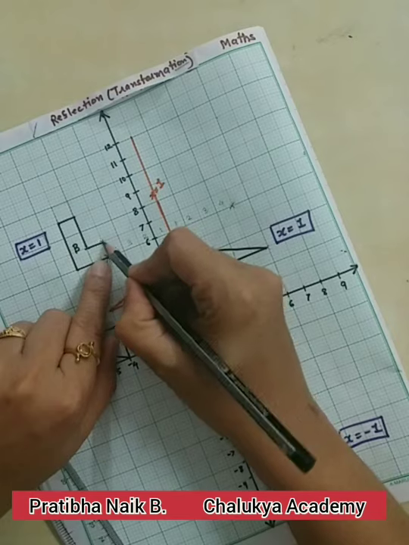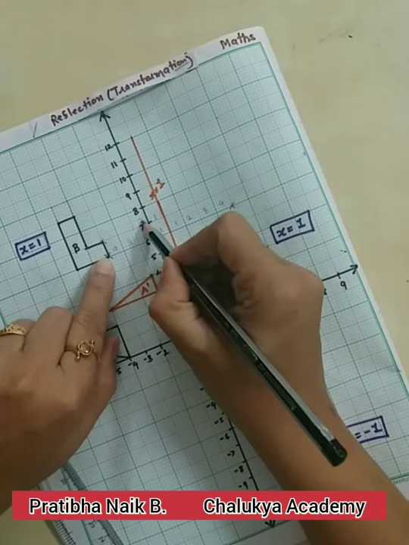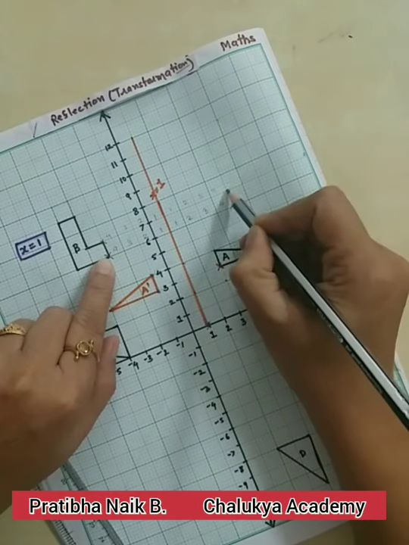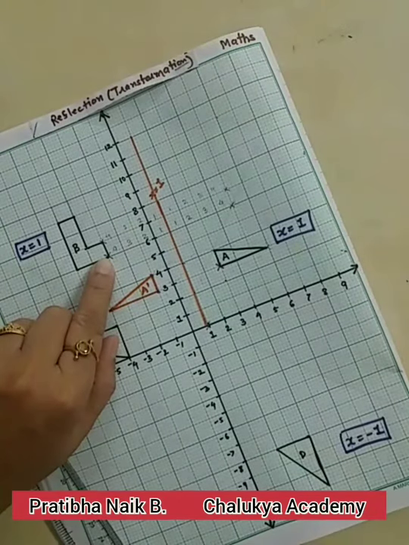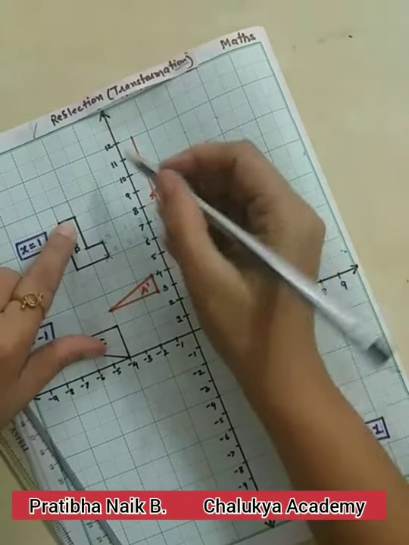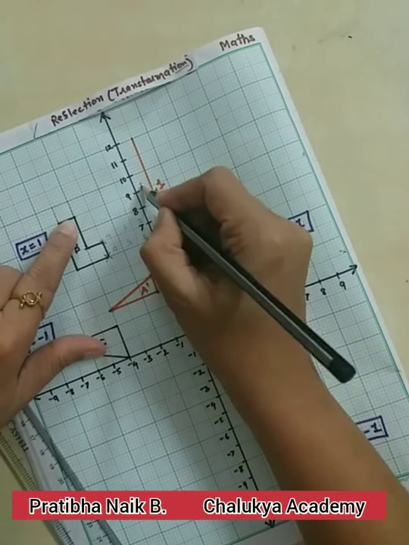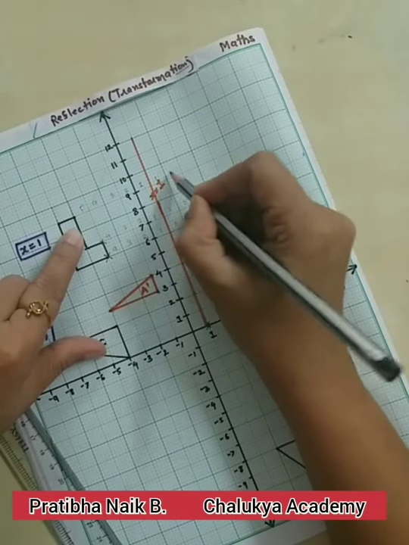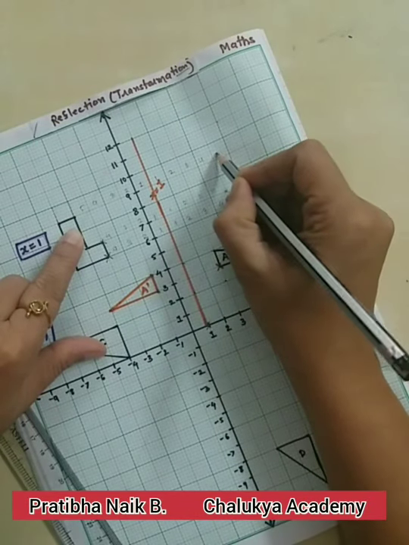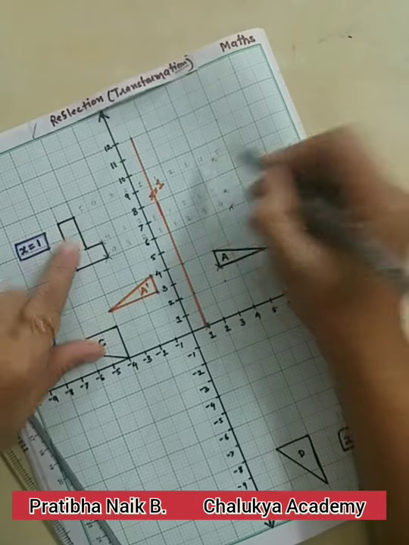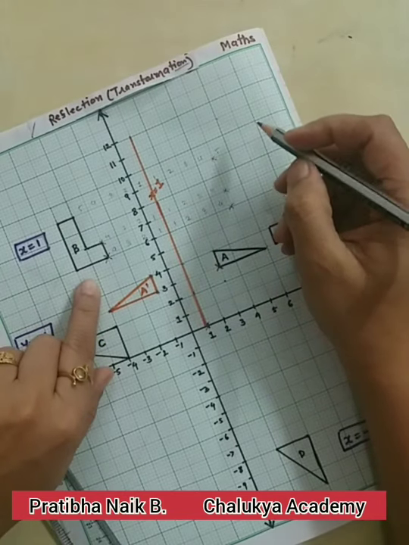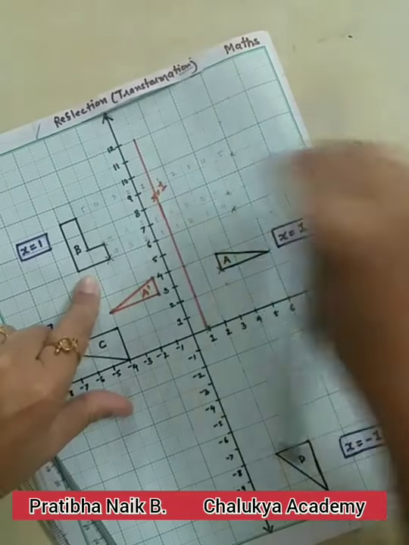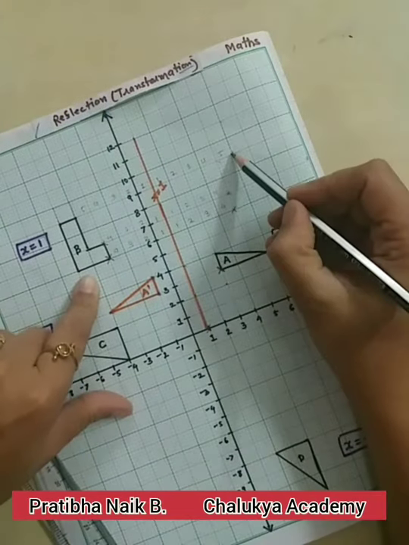So let's take this point. Again this is 1, 2, 3, 4. So this is 1, 2, 3, 4. So this is the reflection of this point. Okay, now let's go here. Now this point is again 1, 2, 3, 4, 5 units away. So here also we will go 5 units away. So dear students, this is the reflection of this point, 5 units ahead. So this is the reflection.